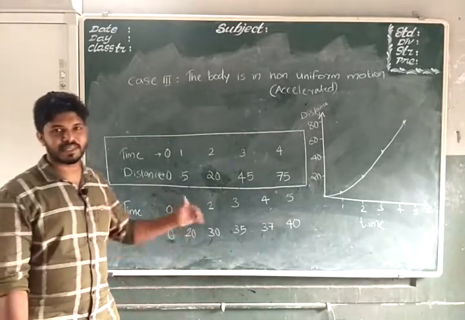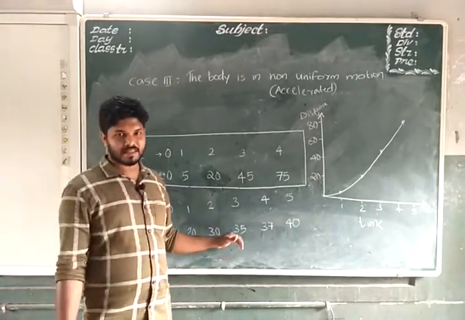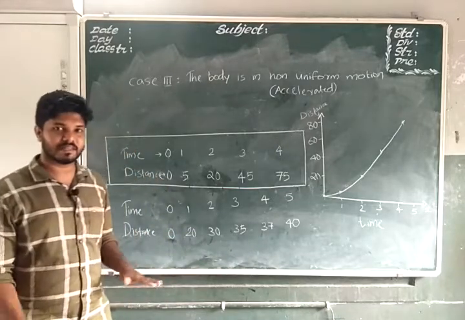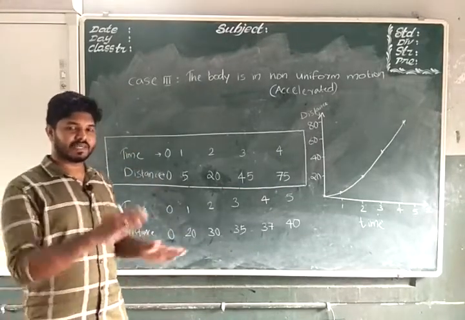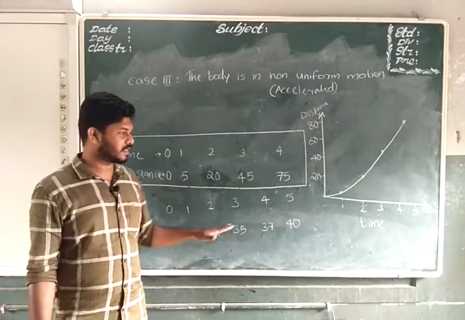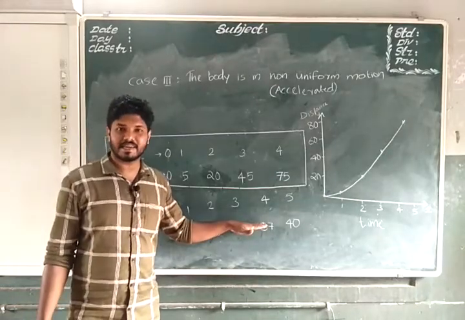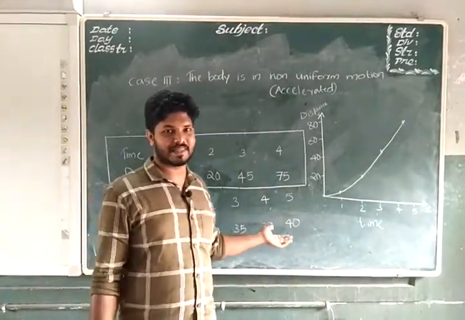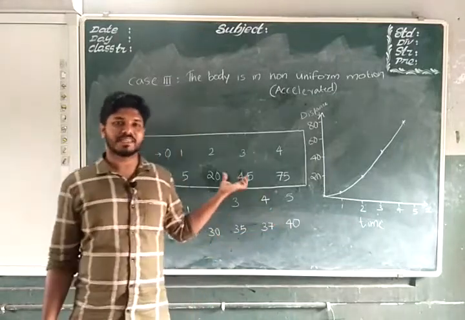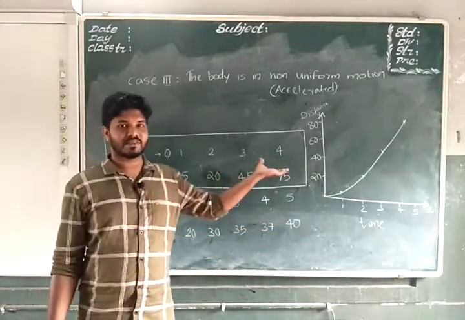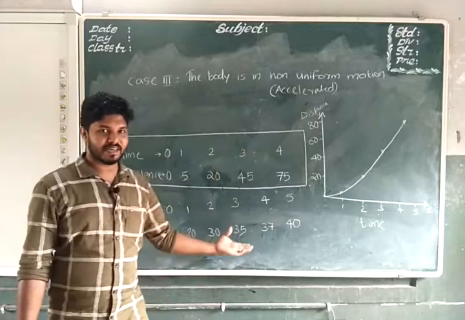So for an accelerated motion, if the speed is decreasing, that means it is called retardation. That is the negative acceleration. Acceleration is not in the increasing order, but is in the decreasing order.